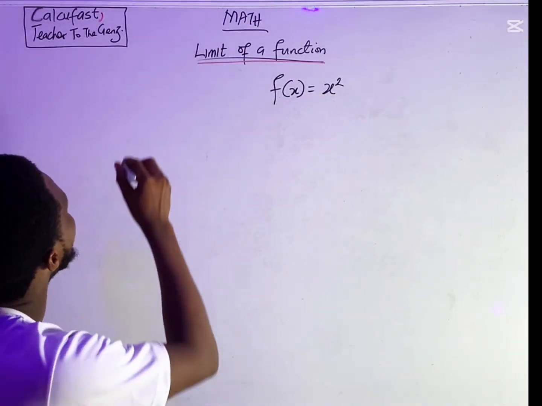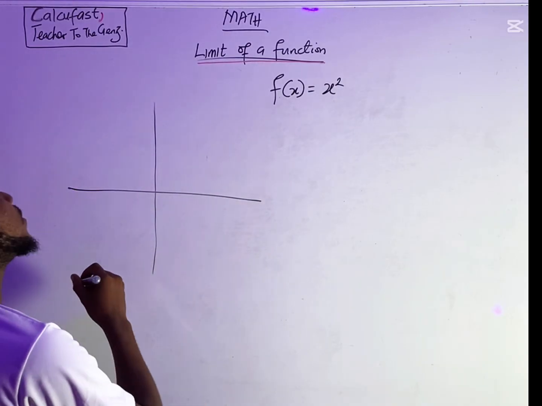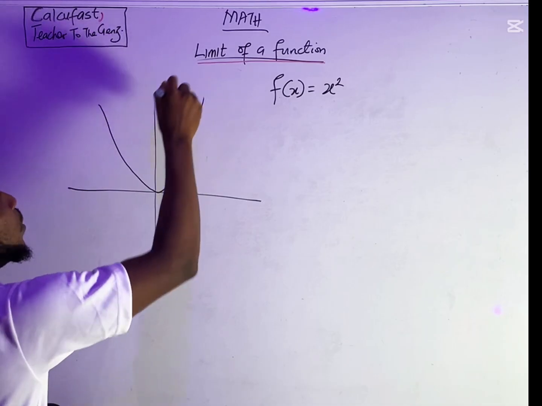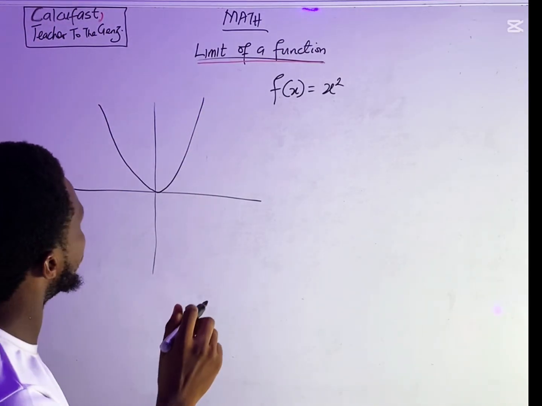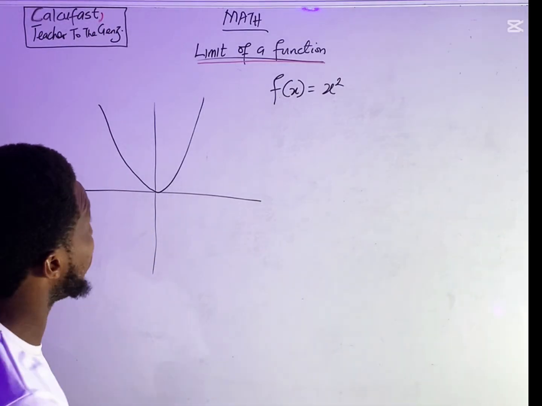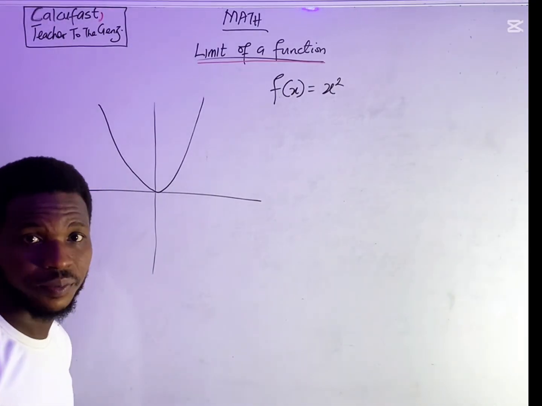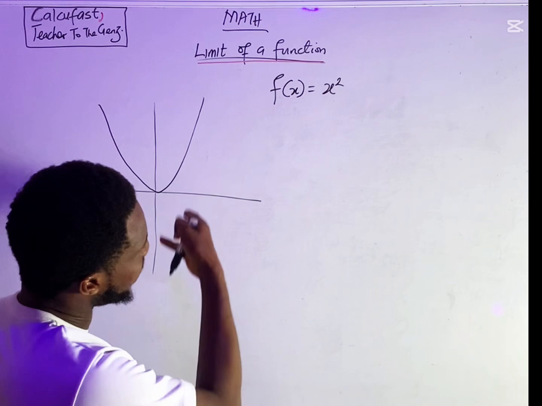Let's graph it together. So this opens up, and it starts from the origin, right? Why? Because if you put 0 here, 0 squared gives 0. Now let's define our limit using this curve.